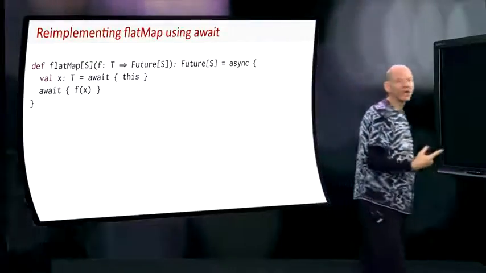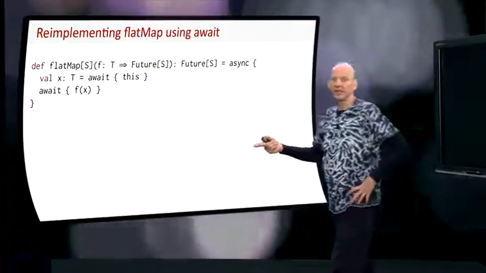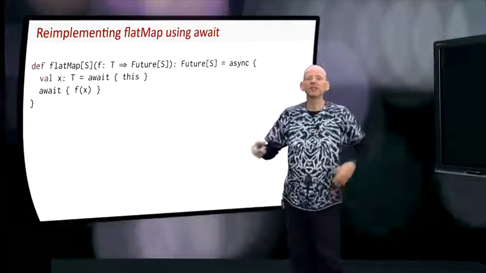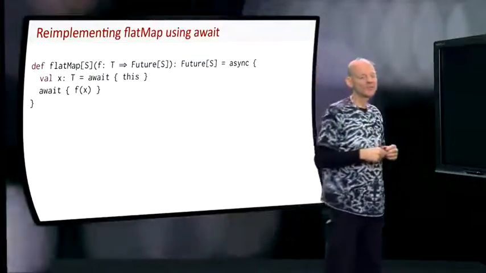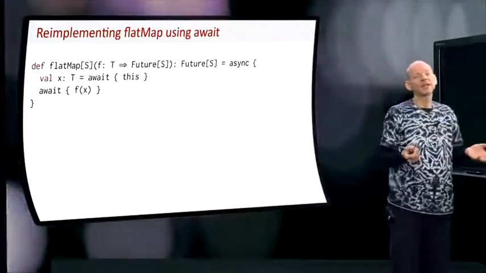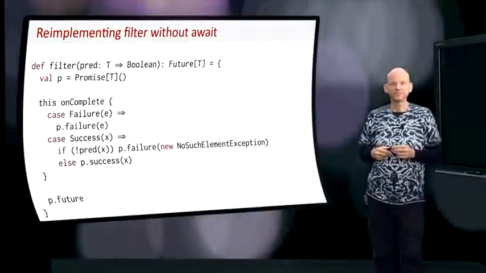Now I get a value of type T. I call the function, which returns a Future of T, but since the await wraps another future on it, I have to await that f of x, and everything goes well. Now look how beautiful and elegant this code is.